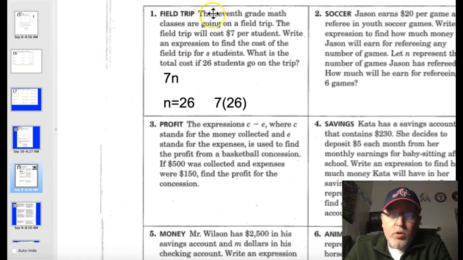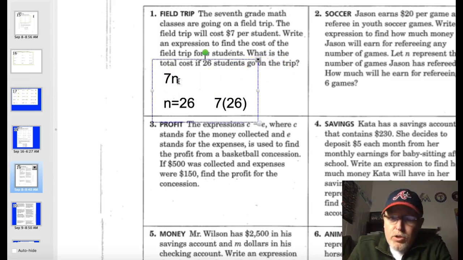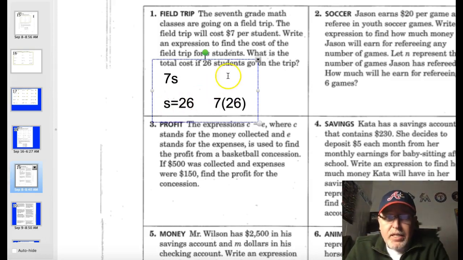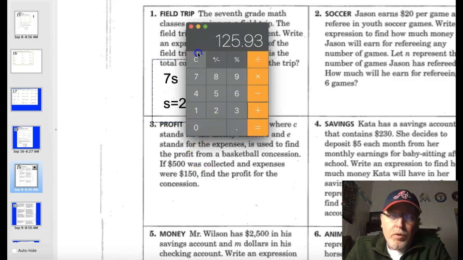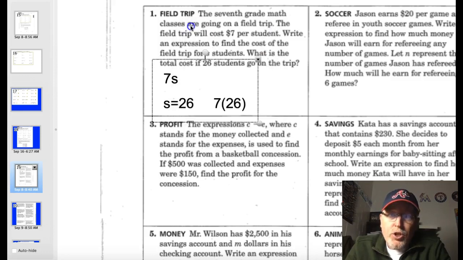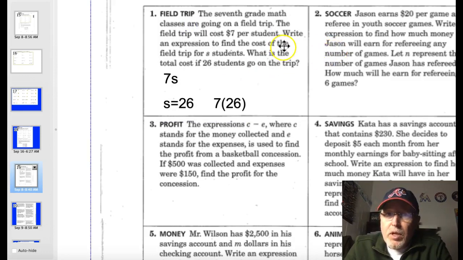7th grade math classes are going on a field trip. The cost of the field trip will be $7 per student. Write an expression to find the cost of the field trip for S students. What is the total cost if 26 students go on the trip? So I used the wrong variable here. 7S would be the expression. And then if S is equal to 26 students, that's just 7 times 26. And let me grab my calculator and finish that out for you. 7 times 26 would give me 182 as the answer if we evaluated that there.